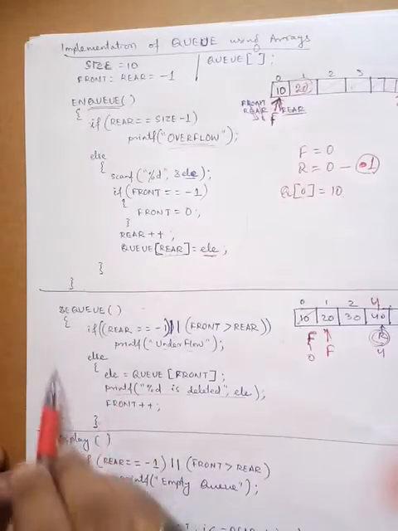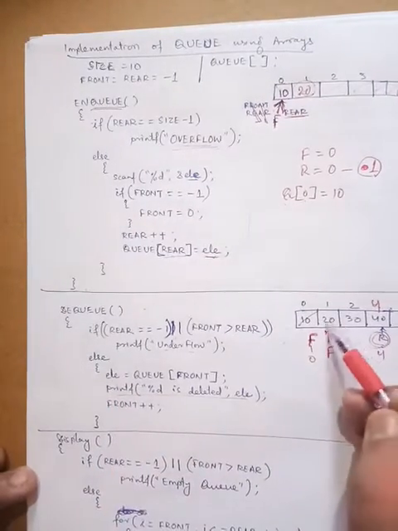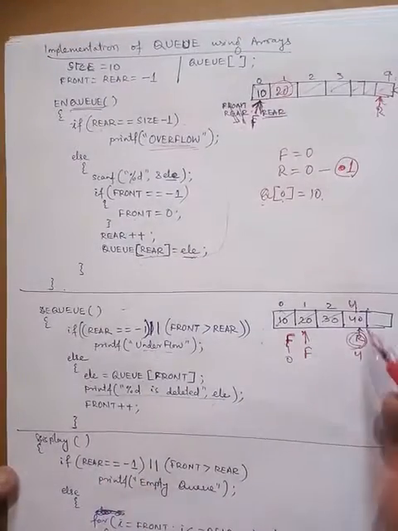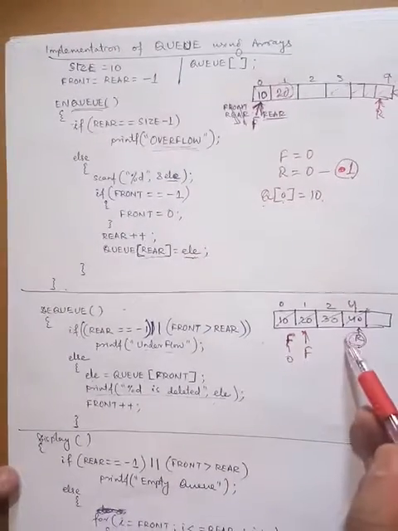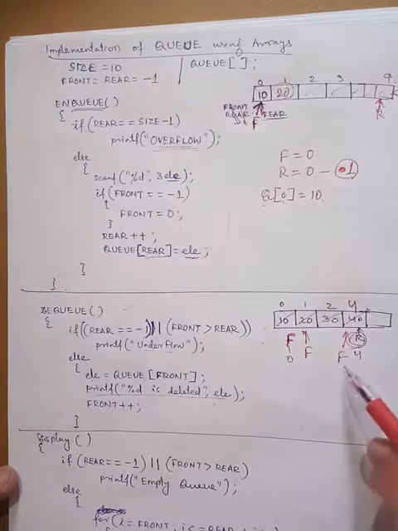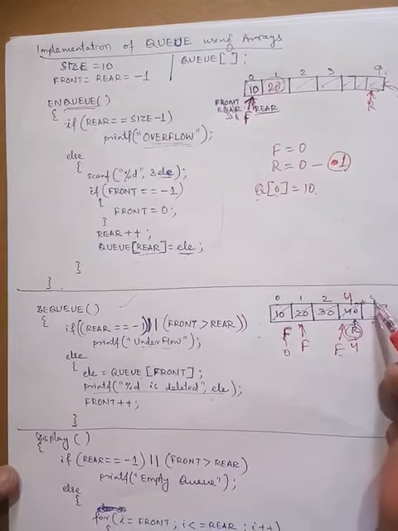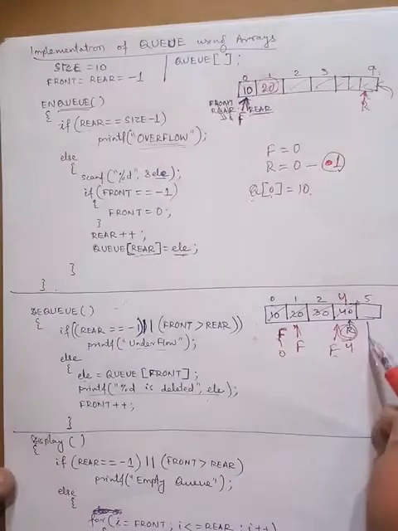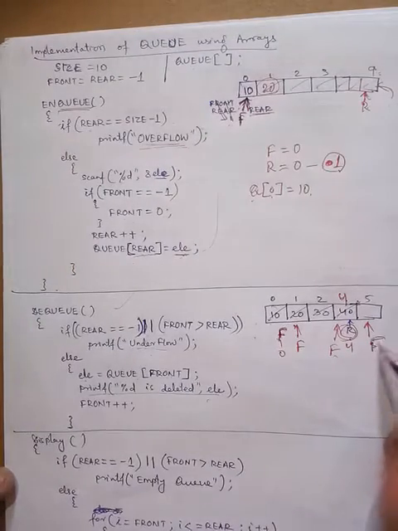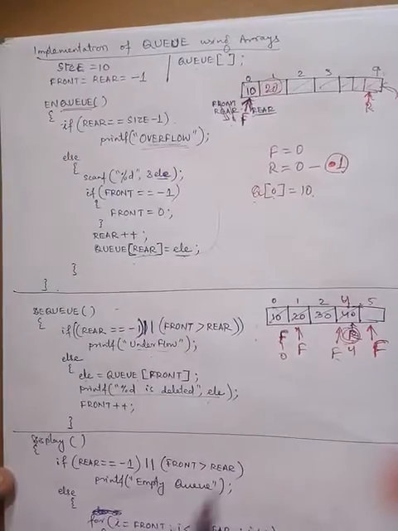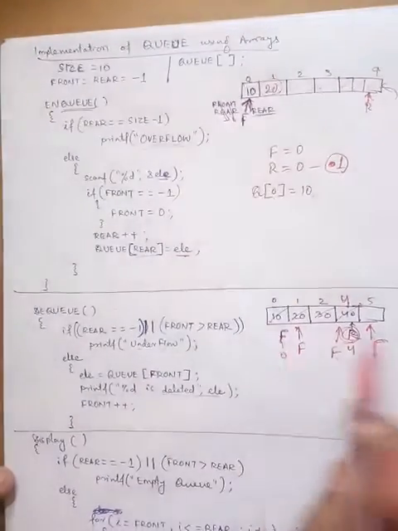This loop will continue, then 20 will be deleted, then 30 will be deleted, then 40 can be deleted, then front value will be incremented. Now front will be pointing to this location. Suppose this location is 5, so front will point to this location and rear points to this location. That's why there is no element.